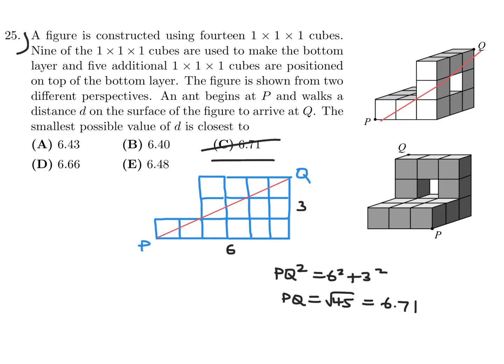So how do I do this? How do I get a number that is smaller than 6.71, right? And all of these other answer choices actually are smaller than 6.71. Okay, so this is how we do it. You have to figure out a path from P to Q that is smaller than this method. So here we go. I'll illustrate it with some diagrams.